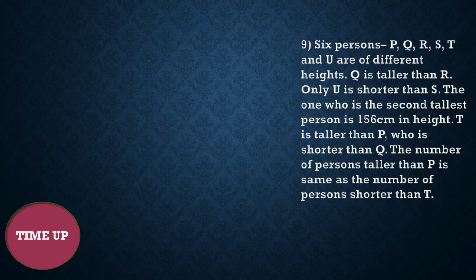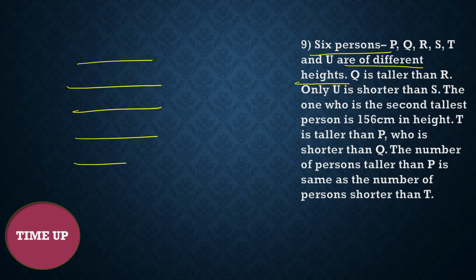Six persons are there: P, Q, R, S, T and U. They are having different heights, 1, 2, 3, 4, 5, 6. Q is taller than R. Only U is shorter than S. This is the definite information.